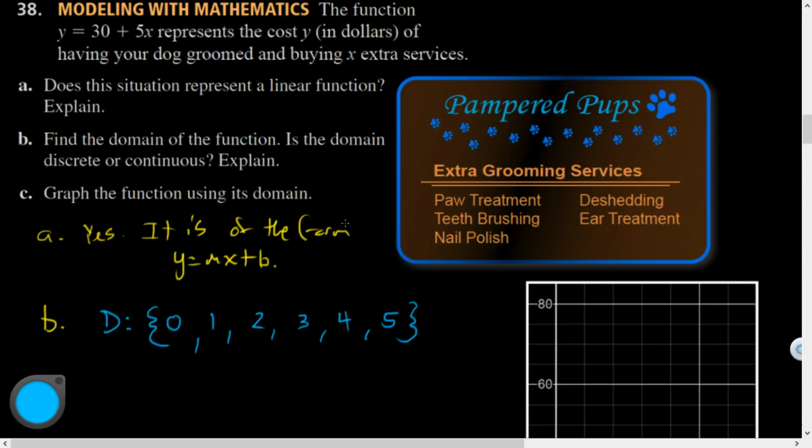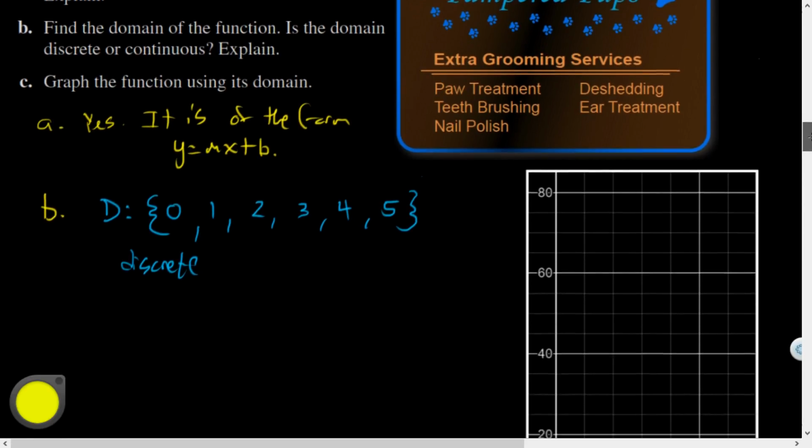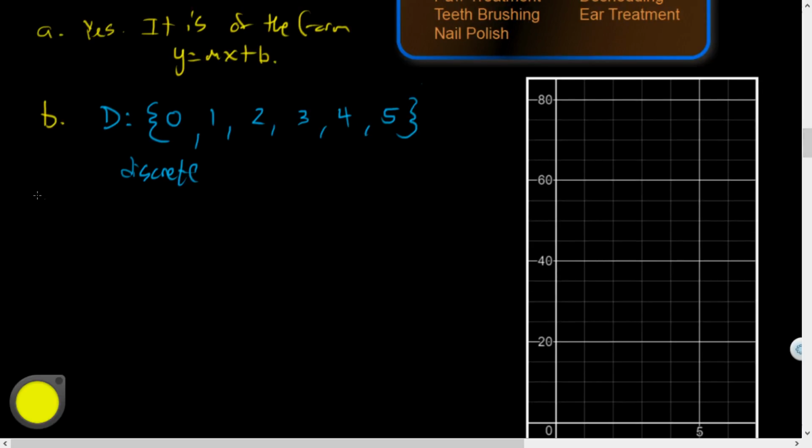Yeah, it's terrible writing is what it is. That's the word form, of the form, but you could pretend I wrote farm, because we're sending the dog to the farm. So this is discrete, because notice I can write my domain as just a finite list of numbers. And then they asked us to graph the function.